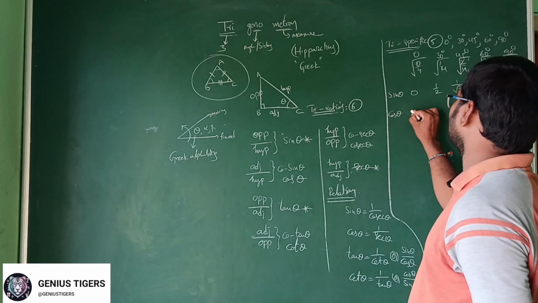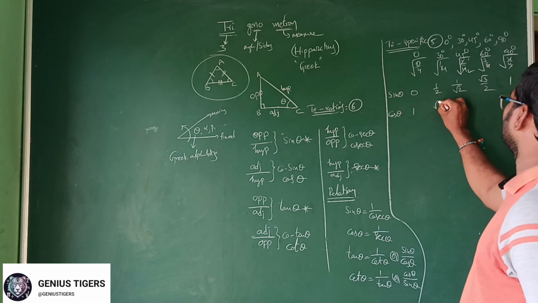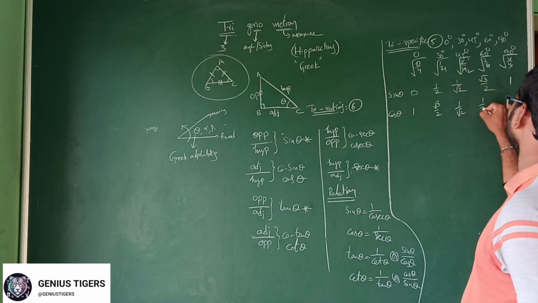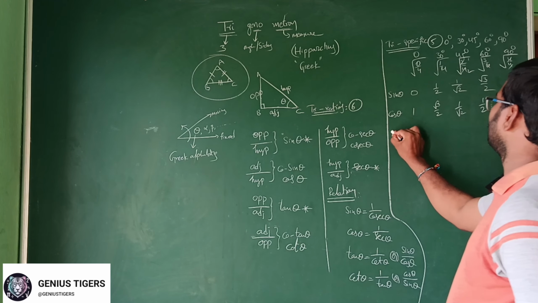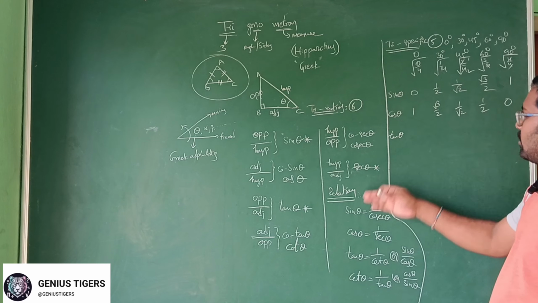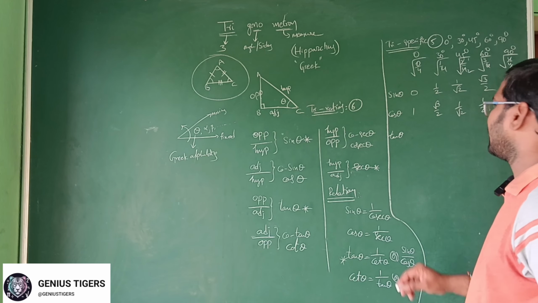Suppose you can write cos theta, reverse 1. See 1 here, right? Root 3 by 2, 1 by root 2, 1 by 2, 0. Now after getting sin and cos, you just divide sin by cos, then we will get tan theta. Sin by cos will give tan theta.